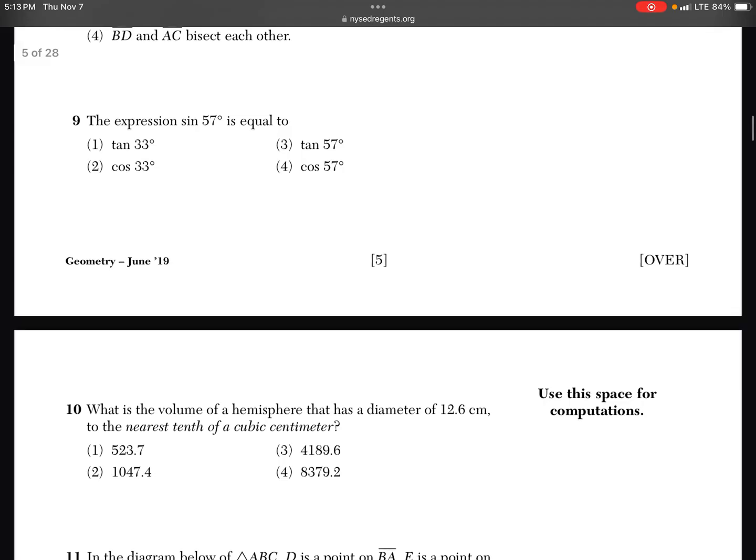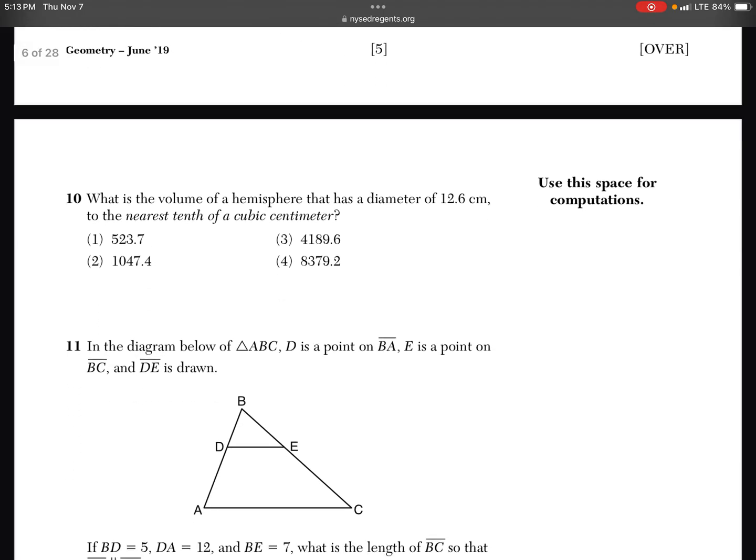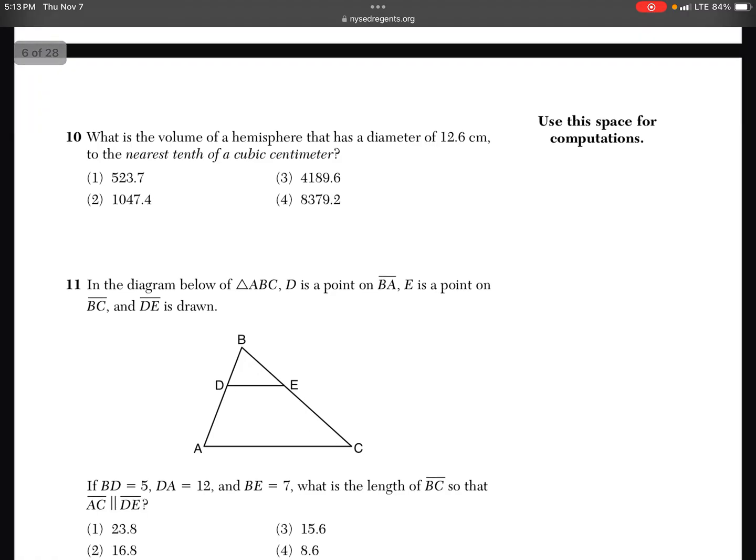The expression sine of 57, that's cosine of 33. What is the volume of the hemisphere that has a diameter of 12.6 centimeters to the nearest tenth of a cubic centimeter? Okay, no calculator. Let's see here. Volume of a hemisphere, that is half a sphere. The diameter is 12.6, so the radius is 6.3. 6.3 squared is going to be about 40, let's say. Oh, I'm not even doing that, though, because it's 4/3 pi r cubed, so really 2/3 pi r cubed. 2/3 of pi is a little bit more than 2 times r cubed. That's going to be like 250-ish. I think the answer is going to be 1.